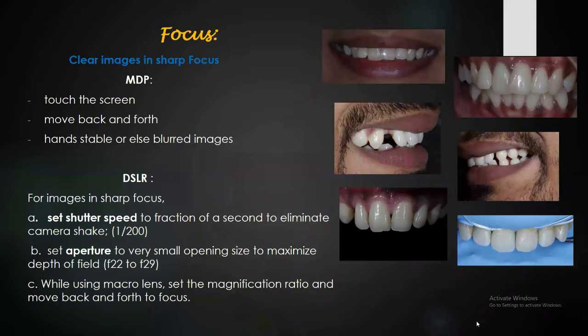Beginning with focus. A good photograph is one which is a clear image in sharp focus. Here you can see a few pictures. They have clear focus of the area of interest that we intend to capture. This is a smile view. This is a MIP view. These are the right lateral and left lateral views of the patient's smile. And this is the anterior aesthetic view, wherein the six teeth from canine to canine are seen. This is the view with the rubber dam isolation.